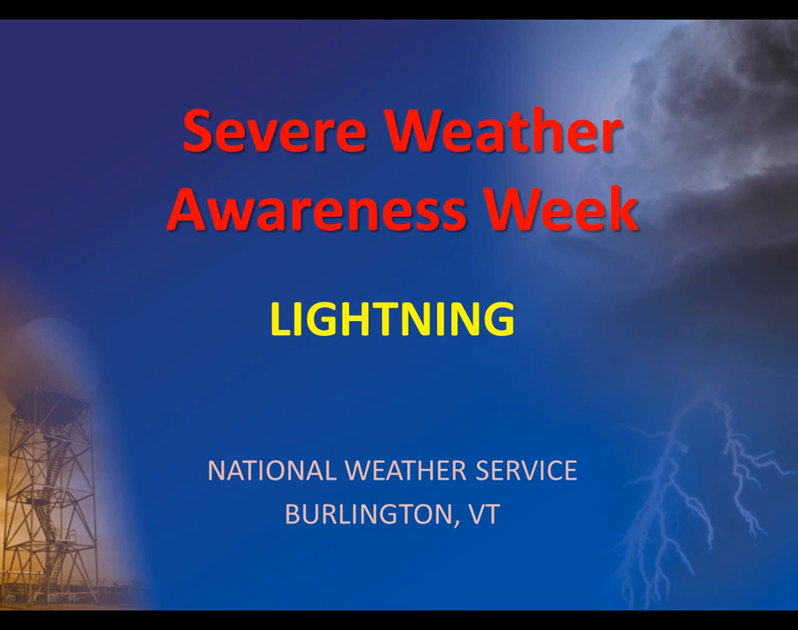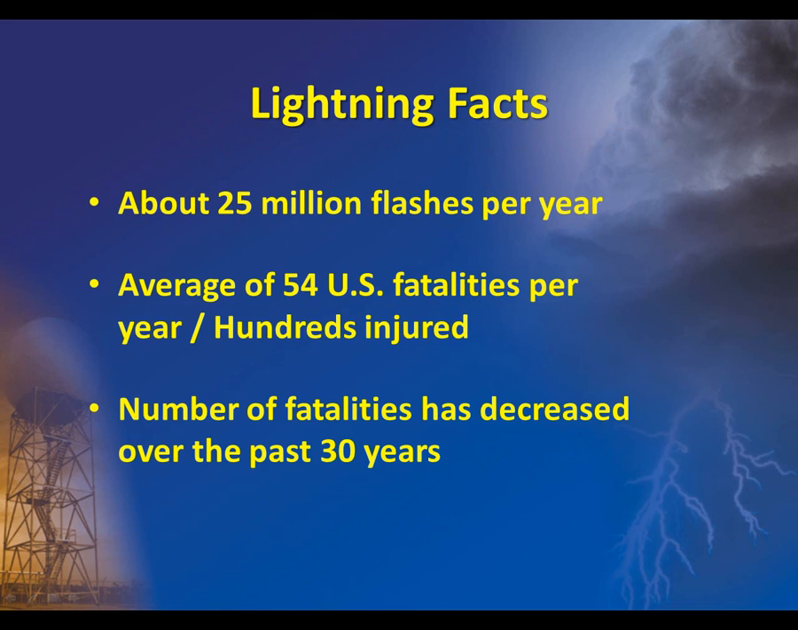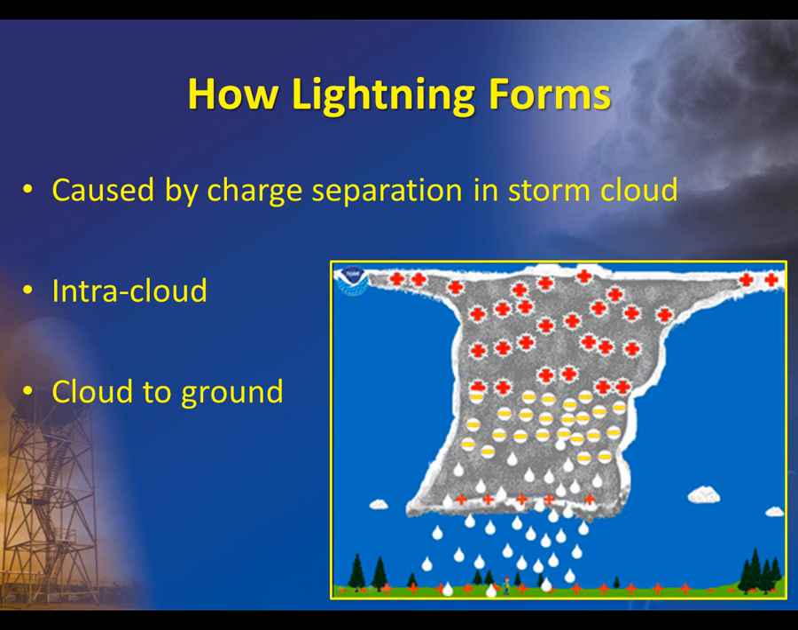Severe Weather Awareness Week continues with a short discussion on lightning. Did you know that there are about 25 million flashes of lightning every year? Each of those flashes is a potential killer, with an annual U.S. fatality rate of 54 persons and hundreds more injured. While the number of fatalities has decreased over the past 30 years, lightning continues to be one of the top storm-related killers in the United States.